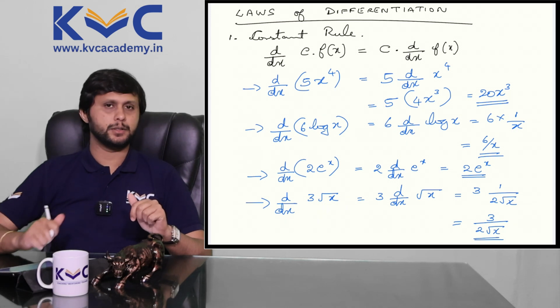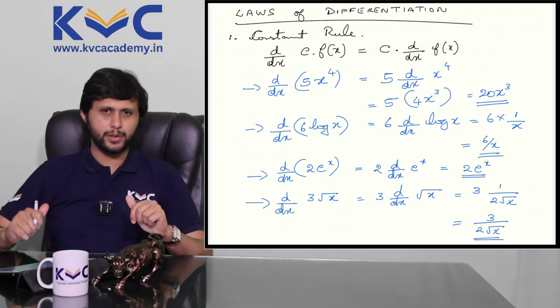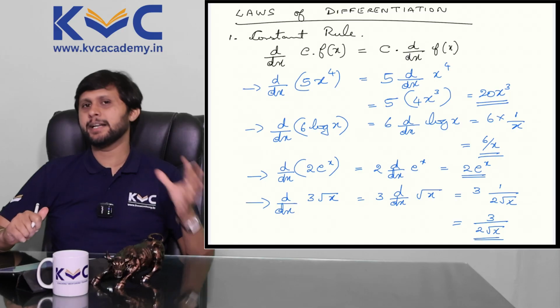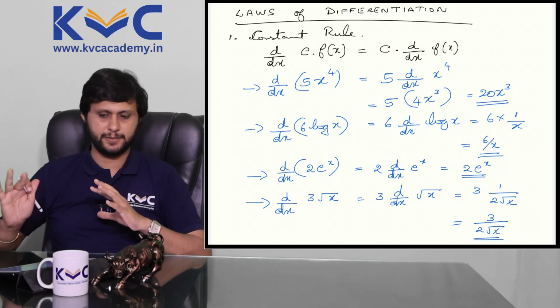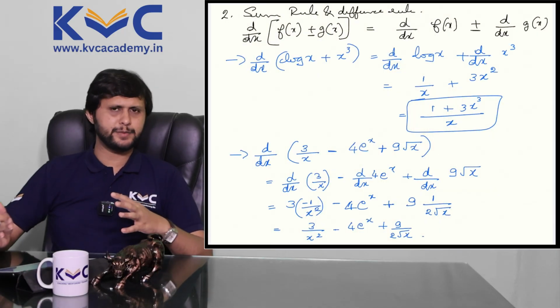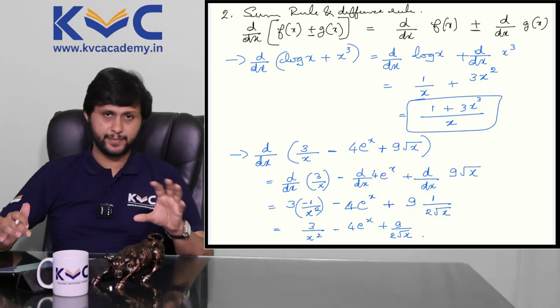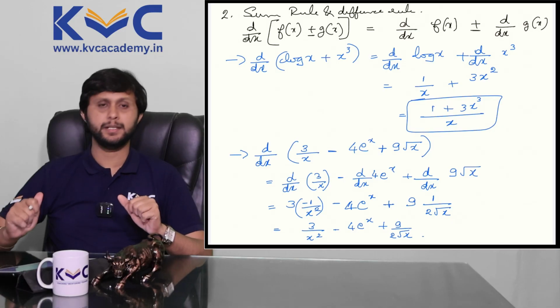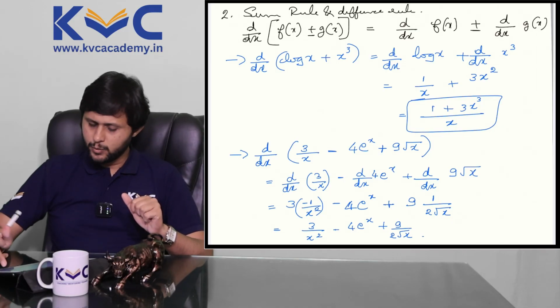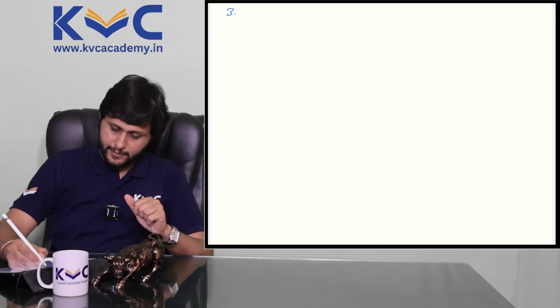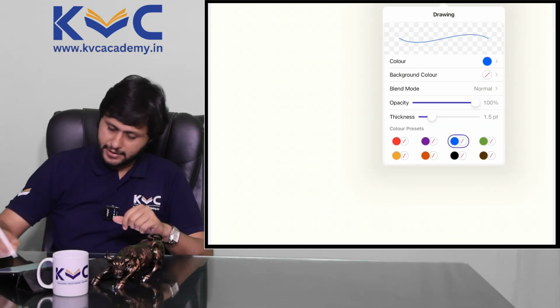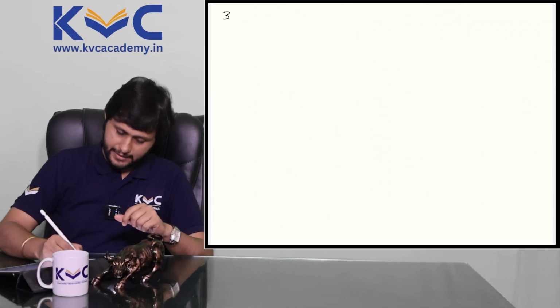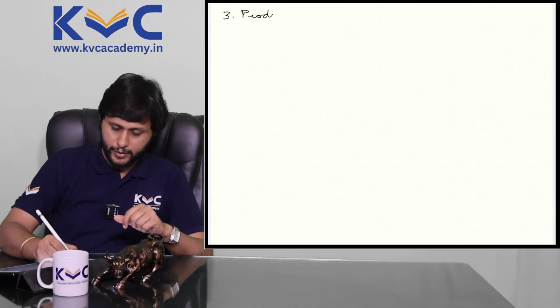Then we started with the rules. First one was the constant rule. Keep the constant outside. Differentiate only the function. We did that. Sum and difference: we differentiated each of them separately, then added it. Fine. That's all that we have done so far. We'll move on to the next rule. Rule number 3. Sum is done. Difference is done. Take a guess. Yes, that's right. We have the product rule.